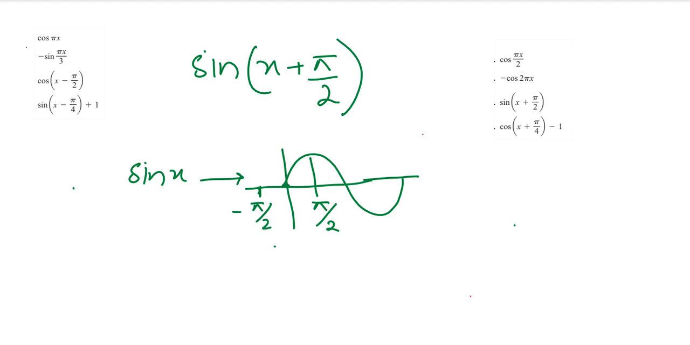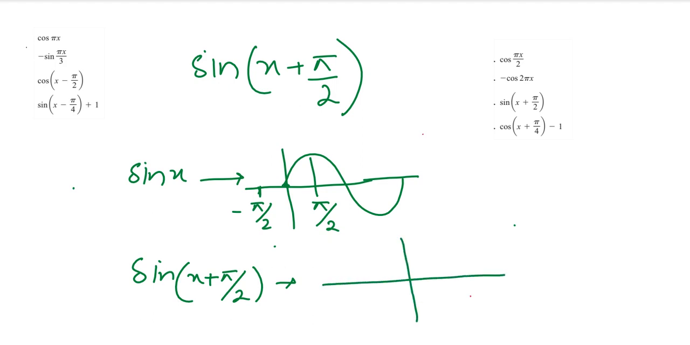Okay, sine x plus pi by 2 will start from negative pi by 2 and end up over here. You just have to add pi by 2 to each of the points, 0 to pi by 2, and pi by 2 to pi.